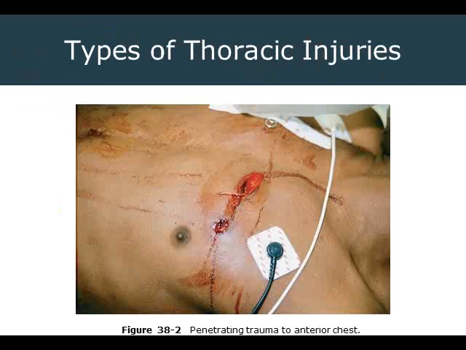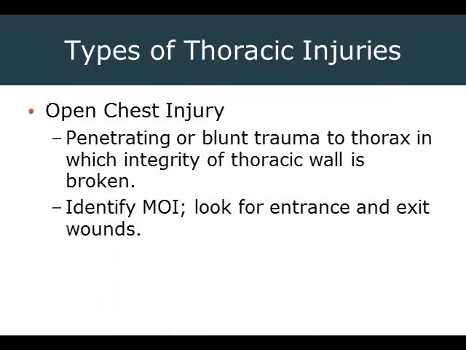All right, so some types of thoracic injuries. Here we have an example of a penetrating trauma to the anterior chest. Probably a pretty good chance that there is a heart injury involved there. Might be just a little above it, but I'd say if it was downward aiming at all, there's probably a pretty good chance that the heart was affected.